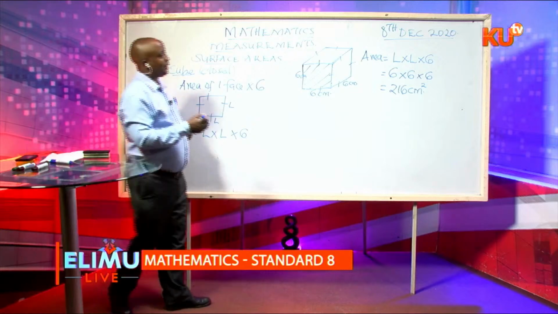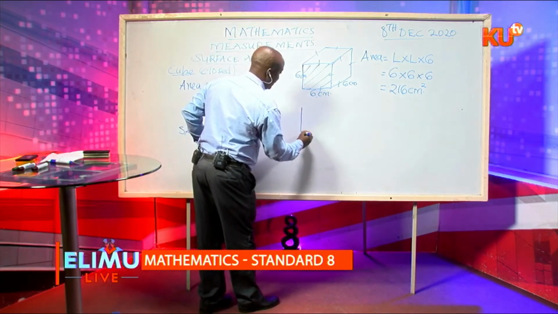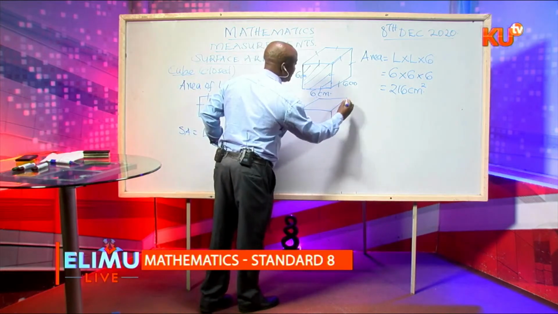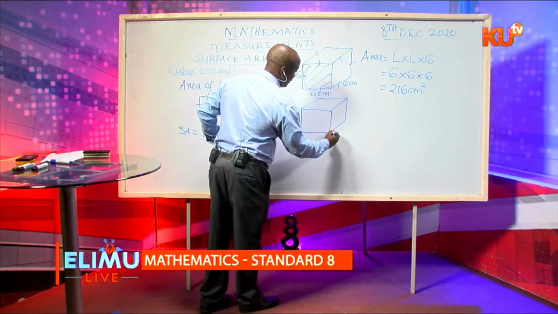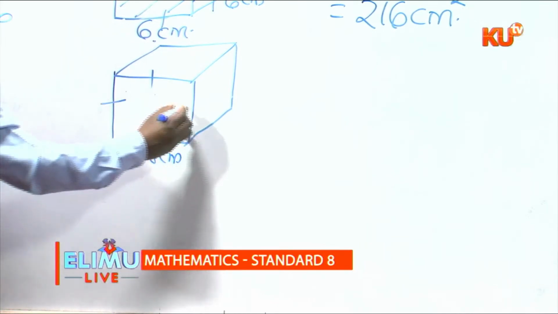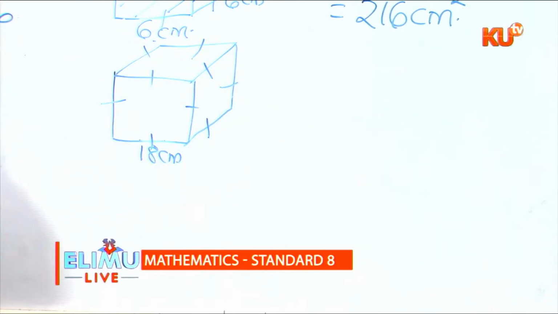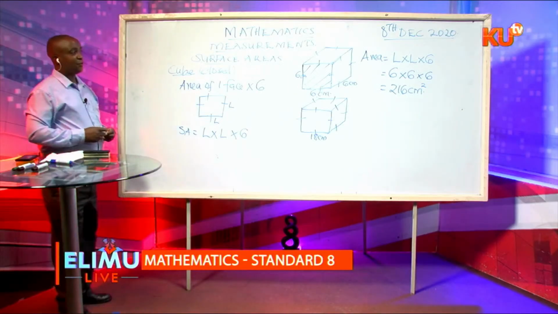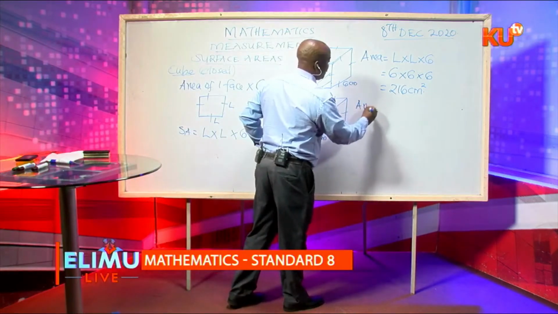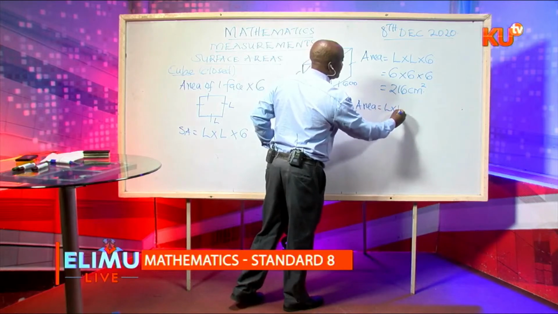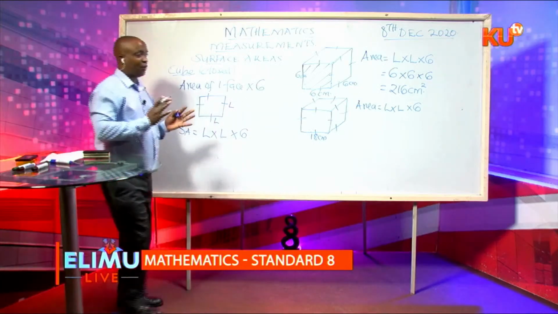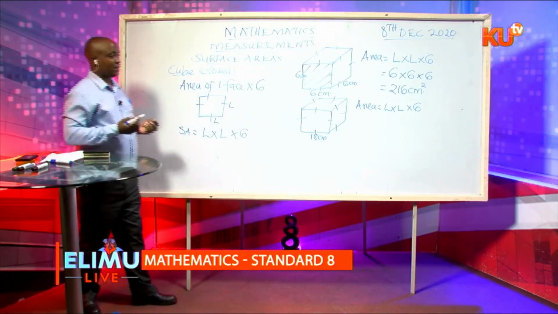Another one: find the total surface area of a cube of sides 18 centimeters. So we have 18 centimeters, and don't forget it's a cube. A cube has all the edges equal. And what we have said is, to find the area of a closed cube, you find the area of one face, which is length times length, then multiply by 6 faces, because the area of all the 6 faces is the same, or is equal.